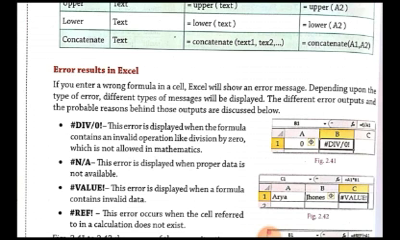Now the second is the N/A error. This hash N/A error is displayed when the proper data is not available. So when data is not available, this N/A error will be displayed by Excel.